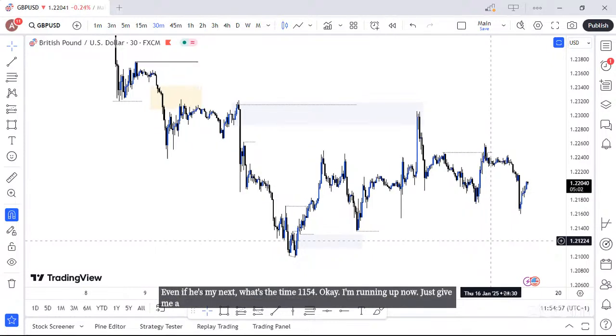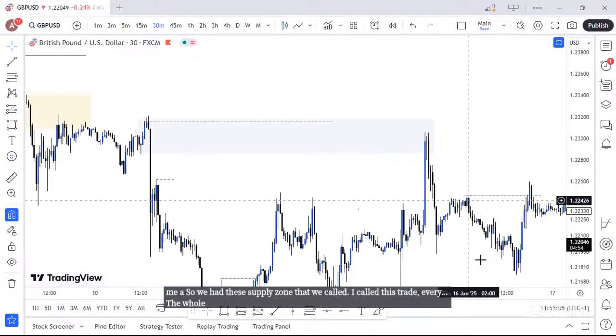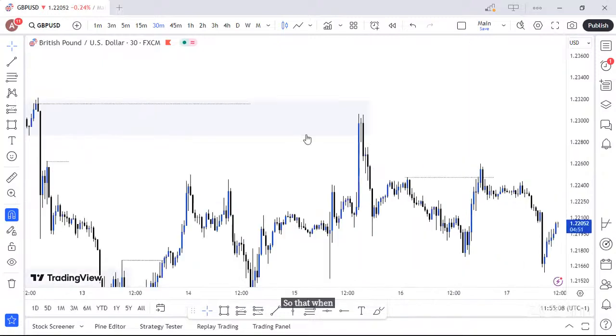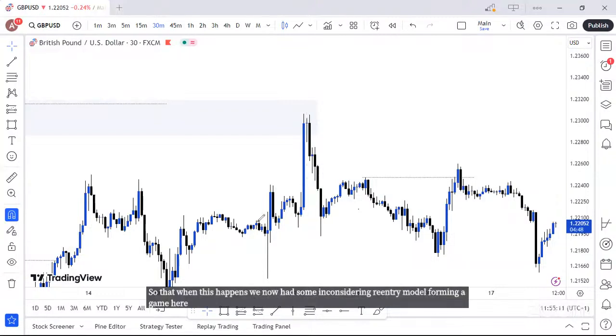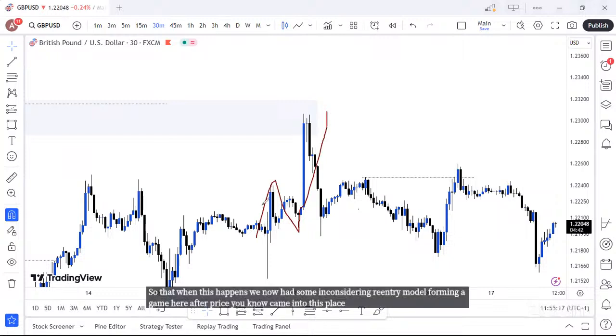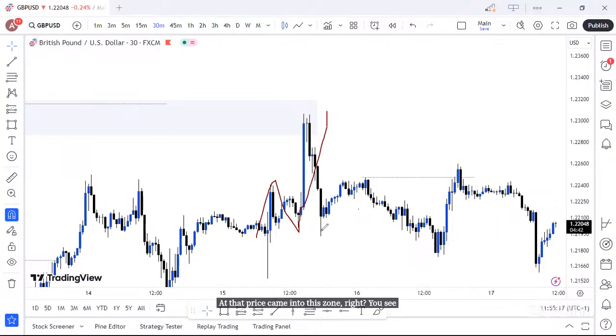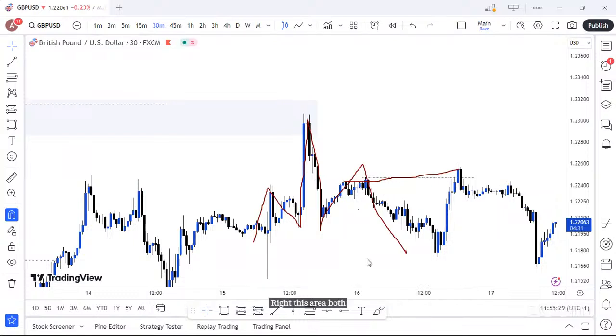So we had this supply zone that we called. Mr. Val called this trade. I called this trade. The whole world was looking at this place. So when this happened, you can see the re-entry model forming again here after price came into this place. Let me show that again. After price came into this zone, you see what price did, this and this, printing here as our inducement. So that was a place that I wanted to enter from, this area. But I did not have my proper SL area.